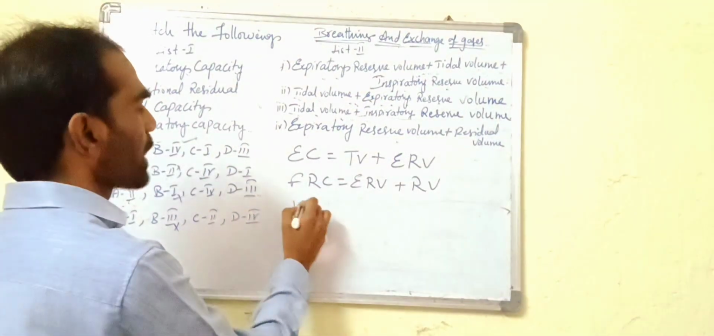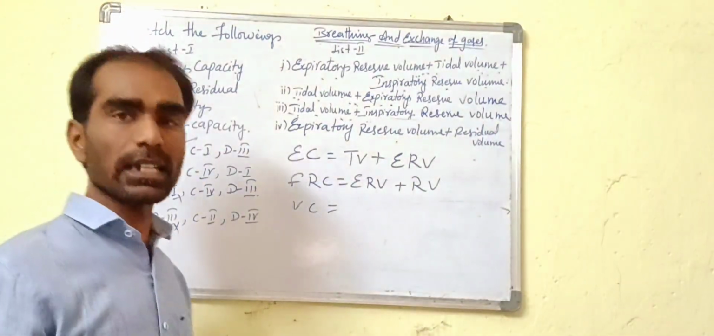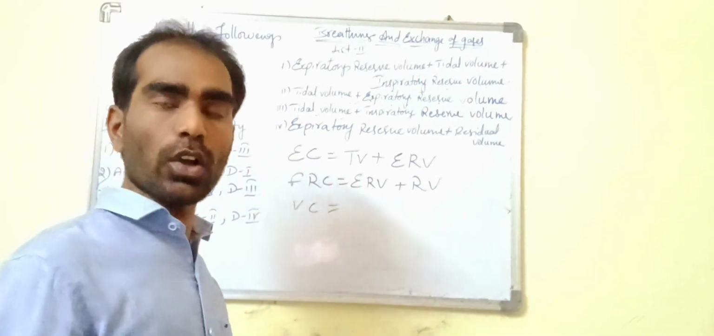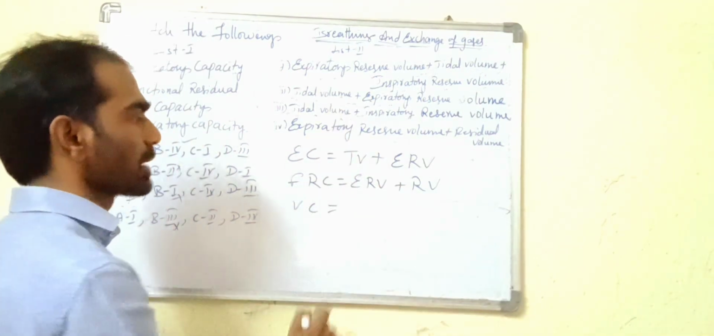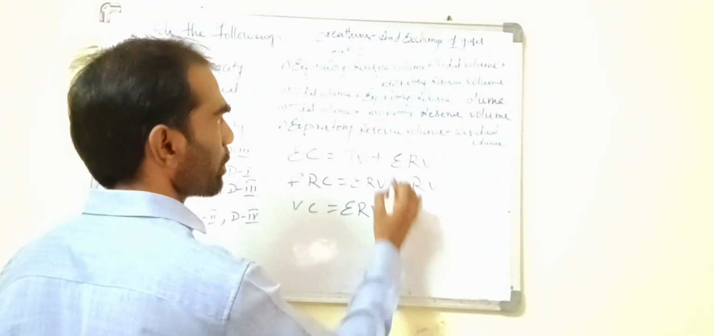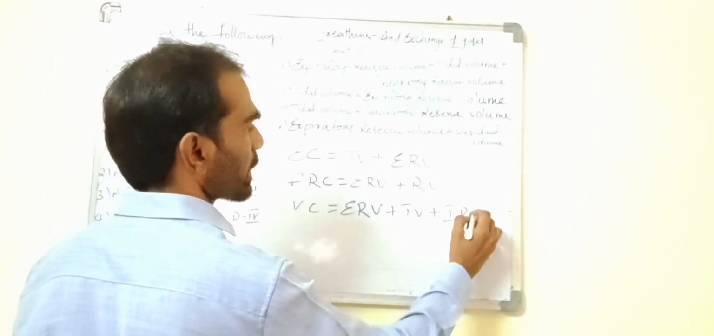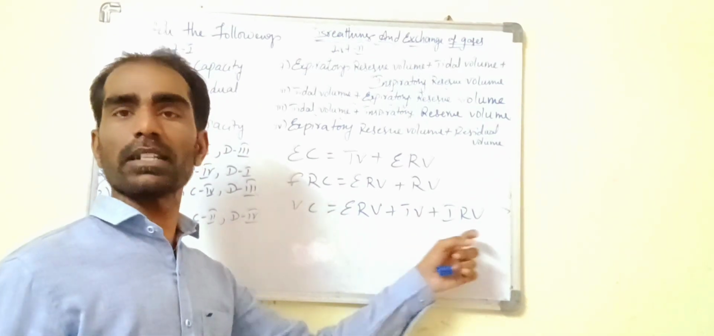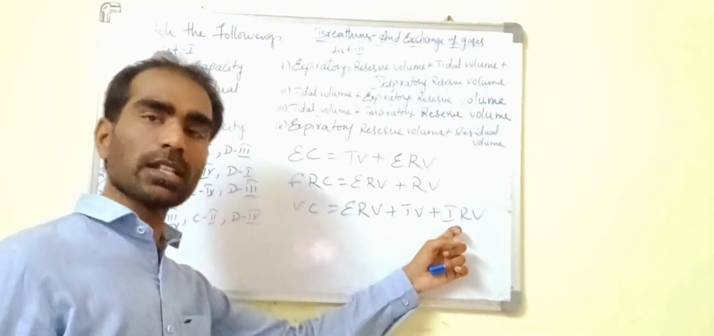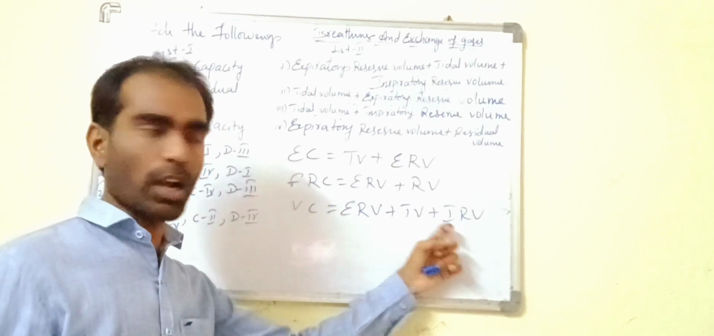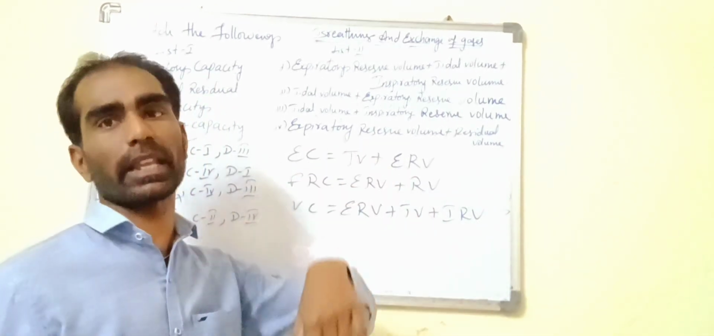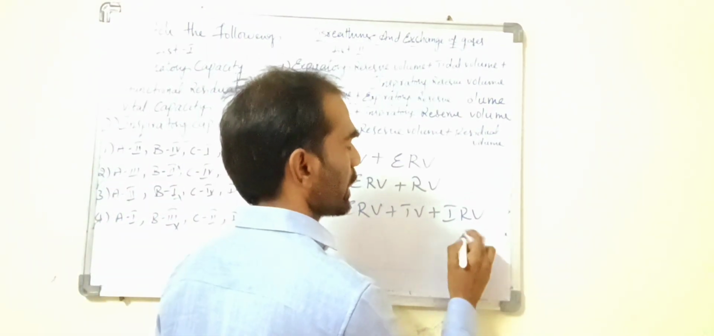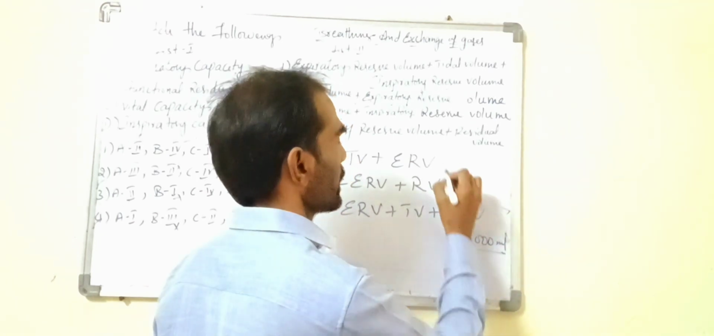Now that is the vital capacity. Third one, C, is indicating vital capacity. What is vital capacity? The amount of air contained in the lungs, that shows the vital capacity. It indicates the expiratory reserve volume plus tidal volume plus inspiratory reserve volume. Inspiratory reserve volume is the forcible inspiration after the tidal volume, how much you are able to take inside. That is nearly 3000 ml. Sorry, this is 1200 ml.